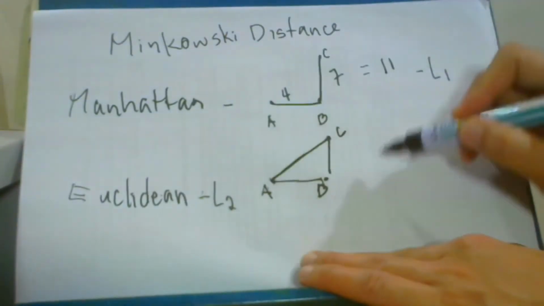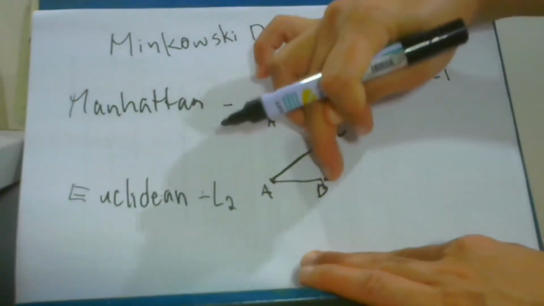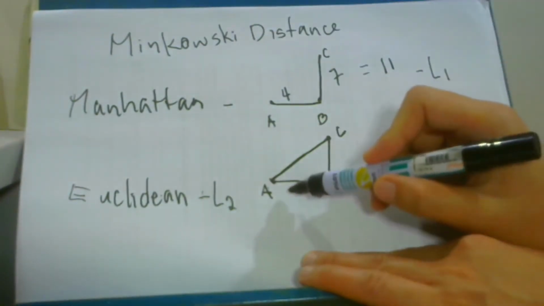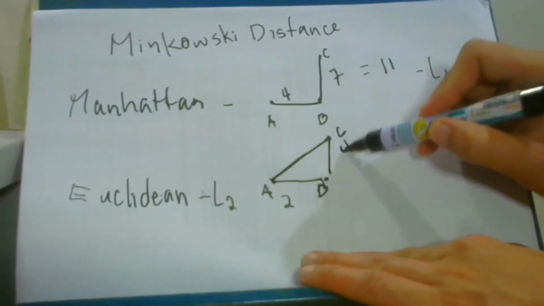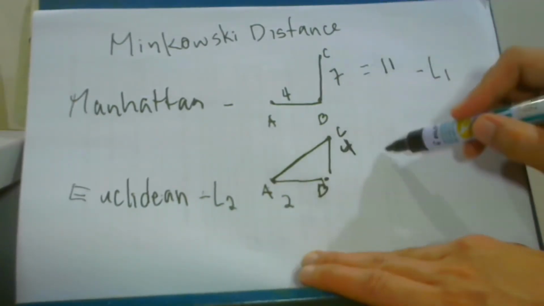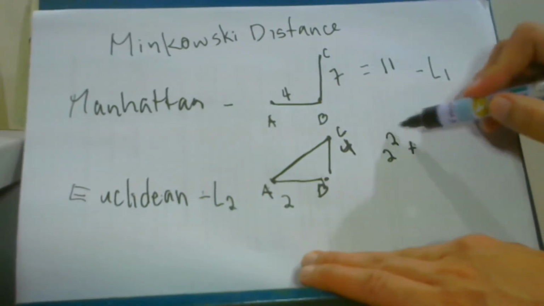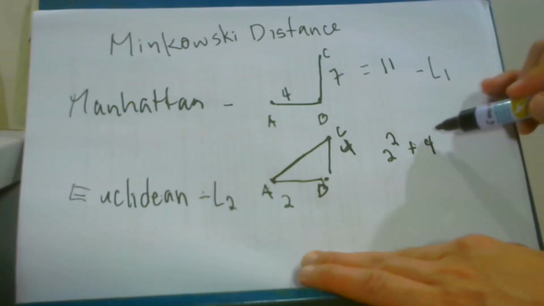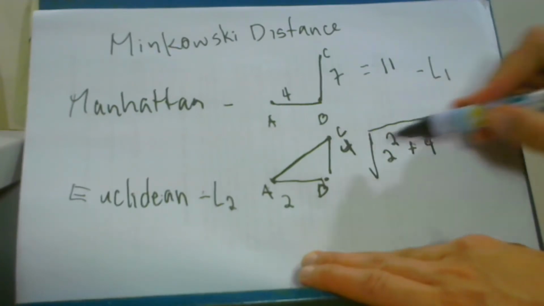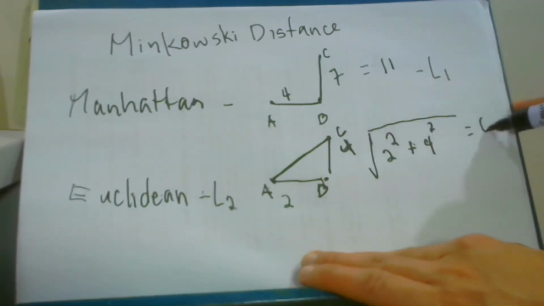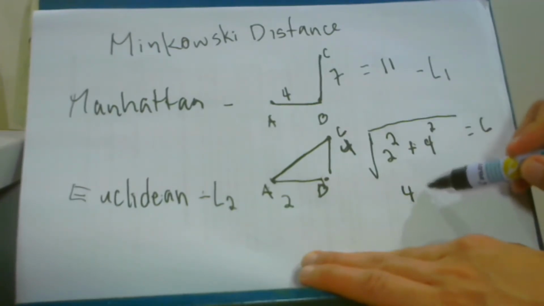The distance from A to B, we square that, plus the square of the distance from B to C. Say, for example, this one is 2 and this one is 4, just for the sake of this example. So 2 times 2 plus 4 times 4, or 4 to the power of 2. And then we take the square root of that. So 2 times 2 is 4, 4 times 4 is 16.